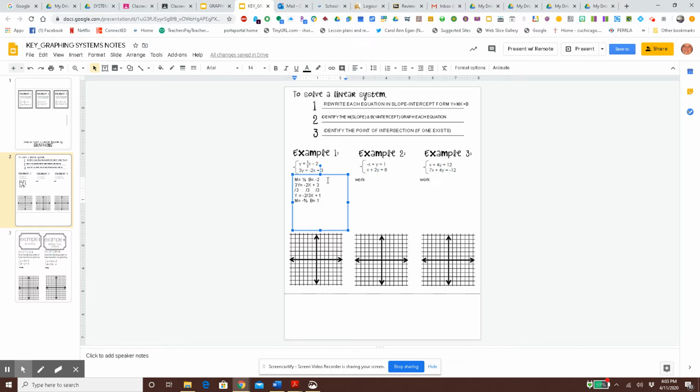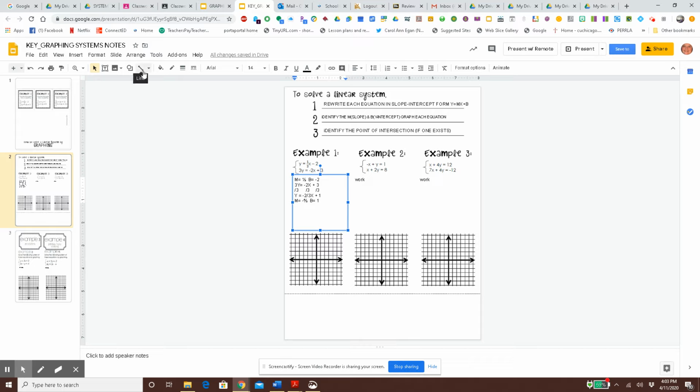So coming down here to the graph, I want to graph a line that has a slope of 1/3 and a b of negative 2. So I know negative 2 on the y-intercept, 1, 2, I'm going to start right there. And if I'm going to have a slope of 1/3, that means I'm going to go up 1 over 3, up 1 over 3.